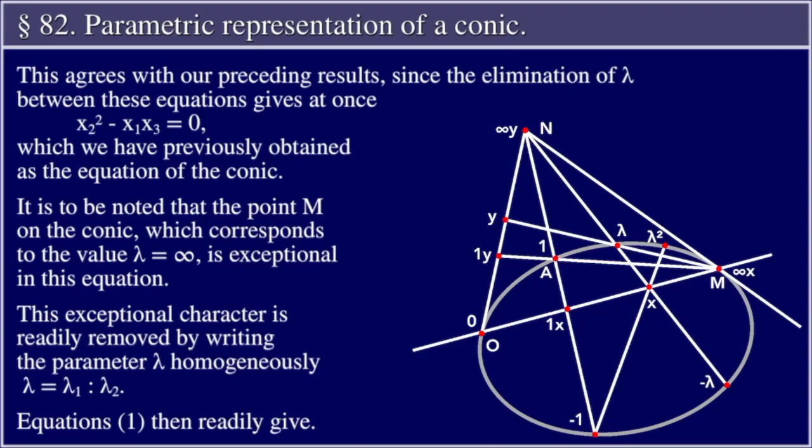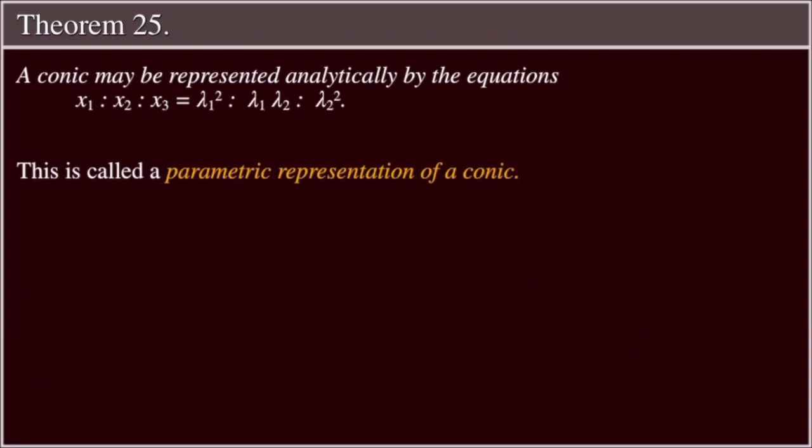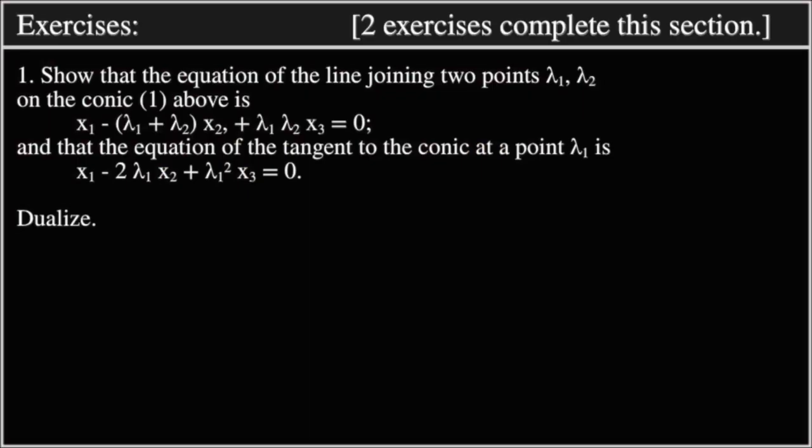This exceptional character is readily removed by writing the parameter lambda homogeneously, lambda equals lambda sub 1 colon lambda sub 2. Equations 1 then readily give Theorem 25. A conic may be represented analytically by the equations x sub 1 is to x sub 2 is to x sub 3 as lambda sub 1 squared is to lambda sub 1 lambda sub 2 is to lambda sub 2 squared. This is called a parametric representation of a conic.